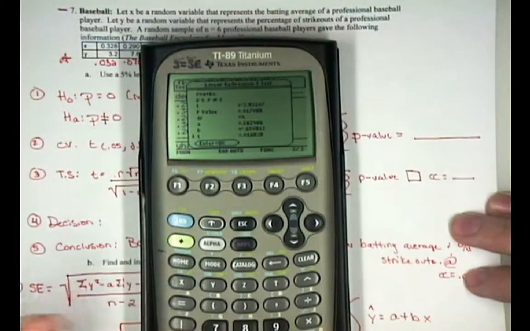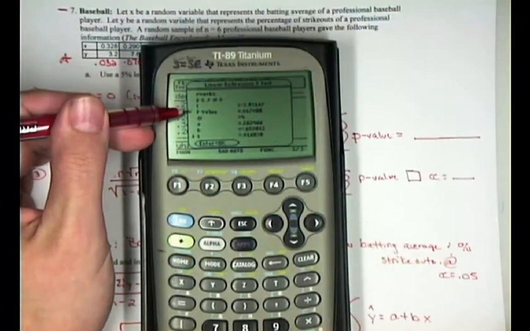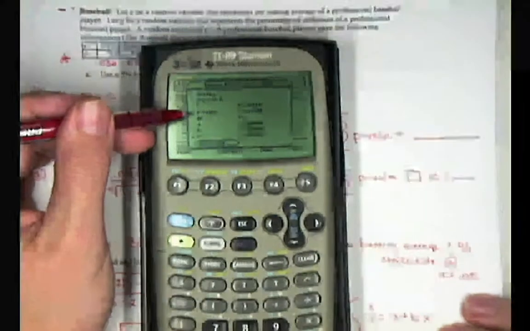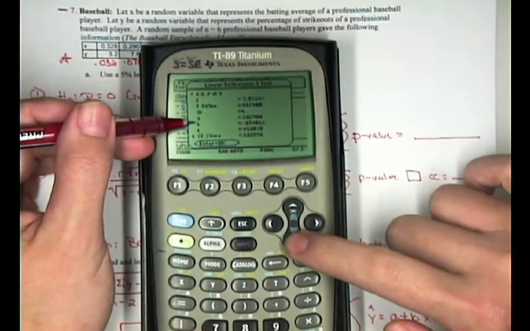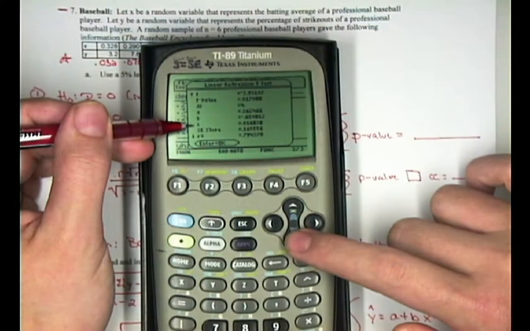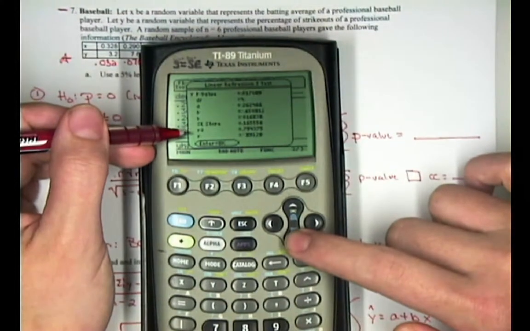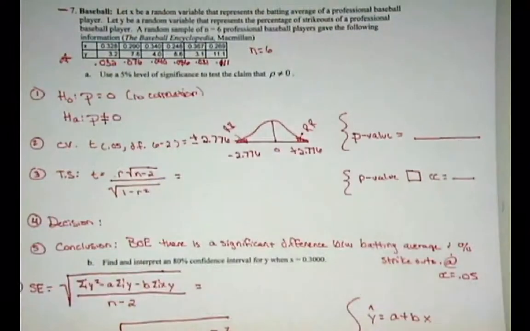It's going to give me my test statistic for me if I didn't want to calculate it by hand, which is awesome. It gives me my p-value, which I'm going to write down in a minute. It also gives me my A and my B for my equation line. It gives me an S, which is the standard error of estimate. It gives me R squared, and it gives me R right there. So I can use all of those things if I'm doing it by hand.